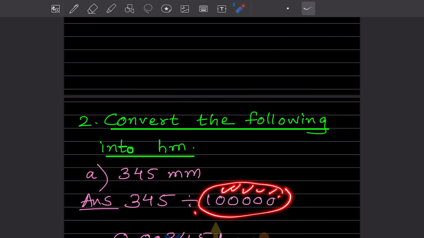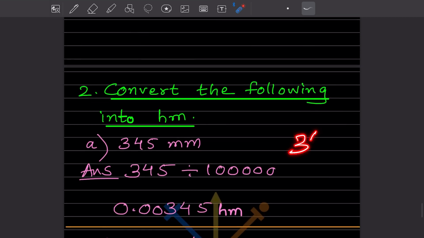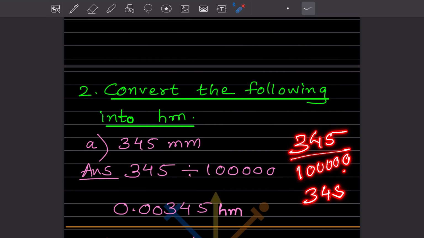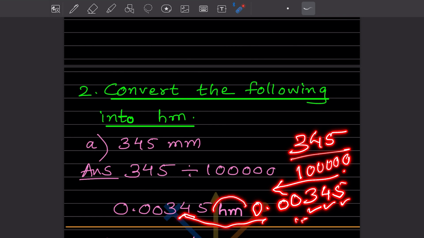Hope you got it. So see here, we'll write it in the vertical way. 3 and then here 1, 2, 3, 4, 5. So now how many zeros are here? 5. So you are going to write 345 and you are going to go backwards by 5 places. 1, 2, 3. There are no numbers, means you are going to put zeros here and 0.0. Did you get this? That is nothing but hectometer.